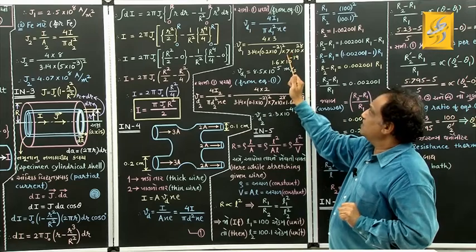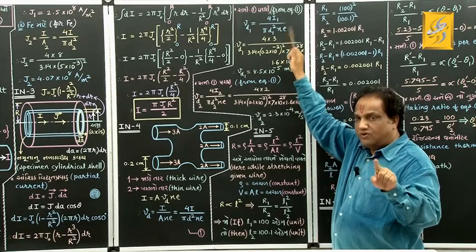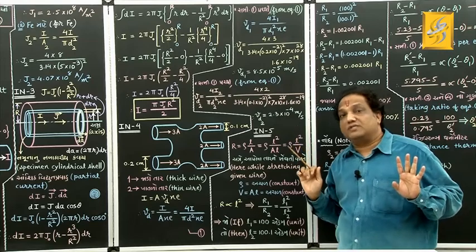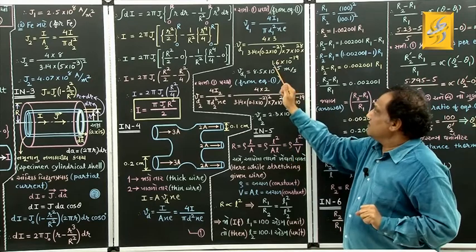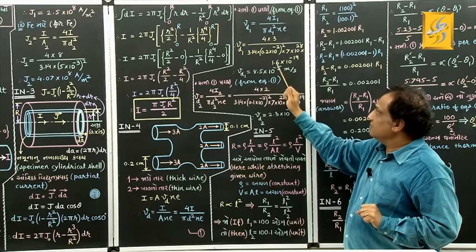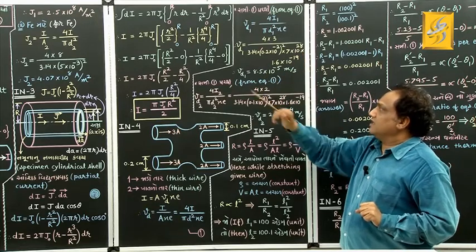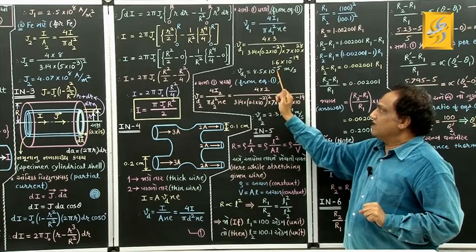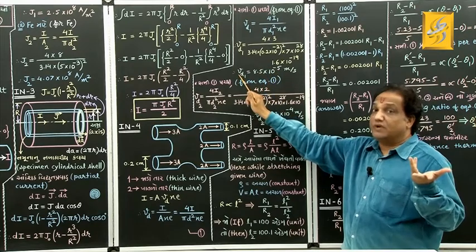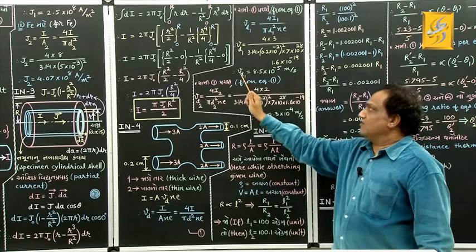I am writing same value, 7 into 10 raised to 28. What about e? Magnitude of charge of 1 electron, 1.6 into 10 raised to minus 19 coulomb. Still this factor is to be multiplied here. I have written it here with multiplication sign. Now simplify this, and the final answer is 8.5 into 10 raised to minus 5. SI unit of velocity is meter per second. But this is for thick wire.